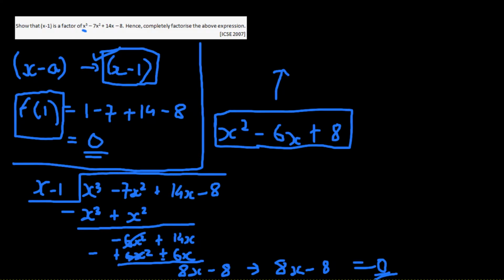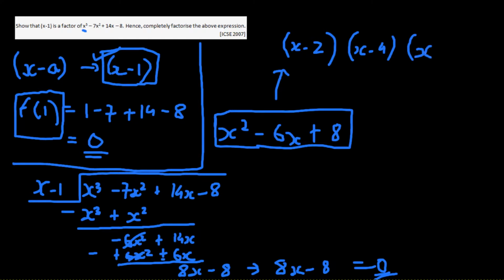So split the middle term, and what do you get? You're going to get, I think, x minus 2, x minus 4. Yeah, x minus 2 and x minus 4. So we've been told to factorize the above expression completely. Now we have one factor, which is x minus 1, and we've got these two. The final answer is this.